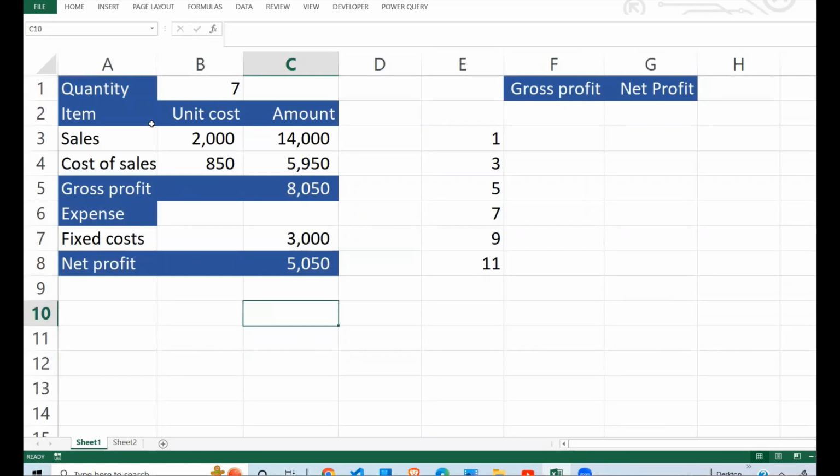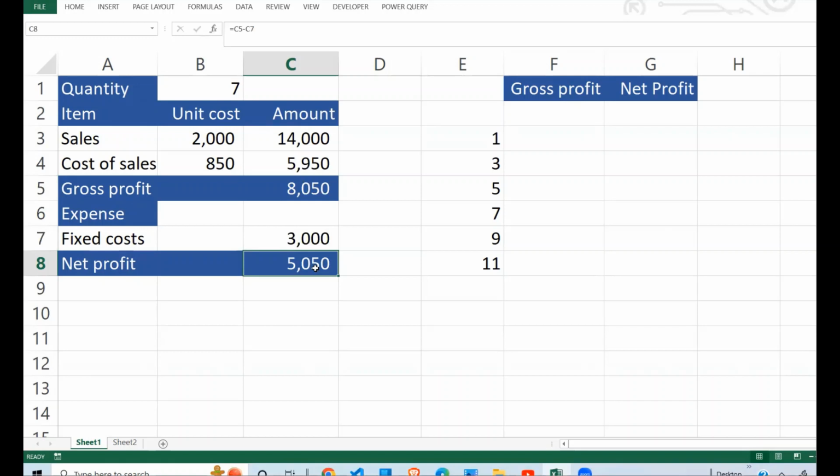Now, the data we have here, we have quantity, unit cost, or unit price. Then we get the quantity times the unit price to get the sales value, then the quantity times the unit cost to get the cost of sales. We subtract that, get gross profit, remove the fixed costs, and we end up with a profit.